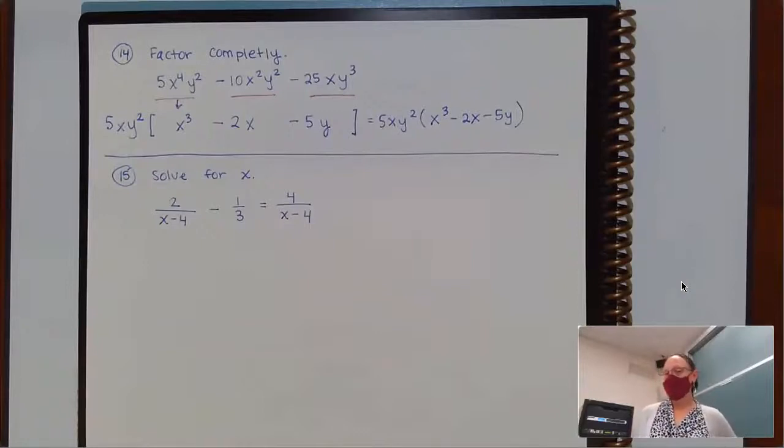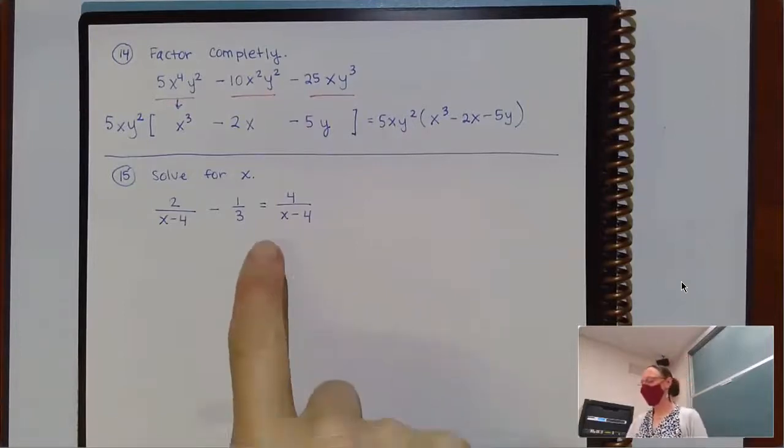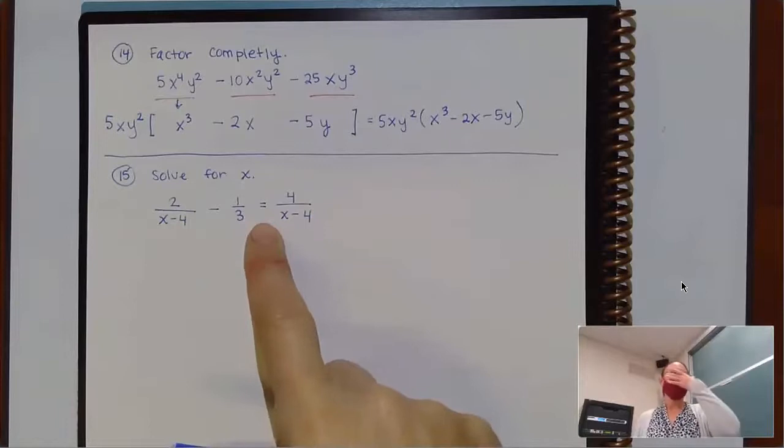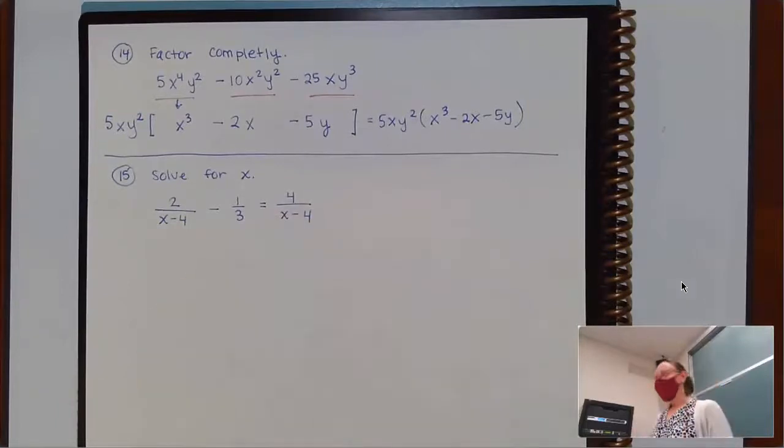Taking a look at number 15. Number 15 asks us to solve for X. I have fractions, but I've also got an equal sign. So we have a choice. We can either get a common denominator, or my preference, because we have an equal sign, multiply both sides by that common denominator to get rid of the fractions entirely.